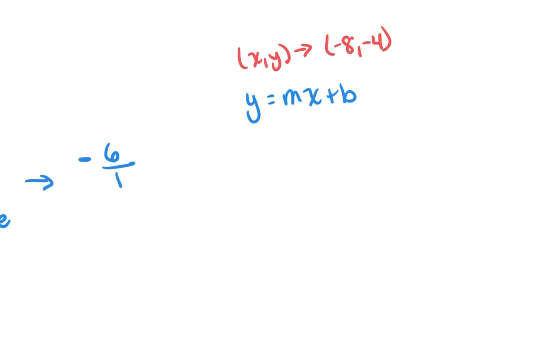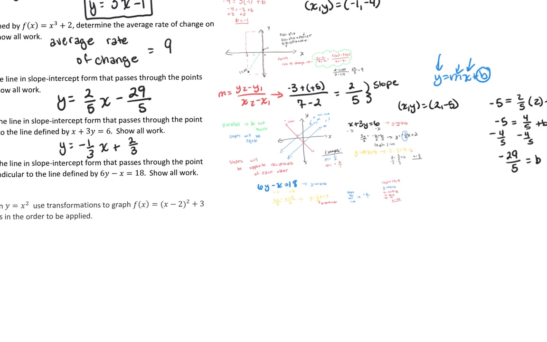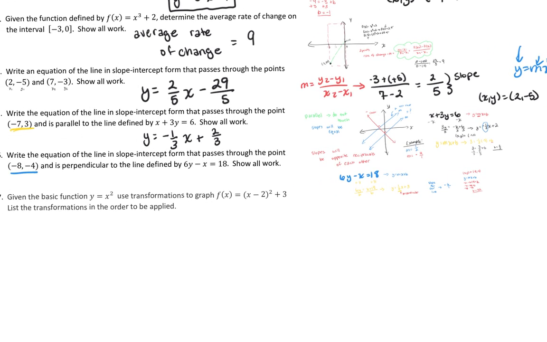Okay? And so we know y is -4. We know our m we came up with is -6. And you can get rid of that one because it's just over 1, right? X is -8 and plus b, and that's what we're looking for. So we have -4 equals 48 plus b, minus 48, minus 48. B is equal to -52. So now we have every part to write our nice equation. So we are going to write y equals, we decided our m was -6, x, and we came up with our b as -52.